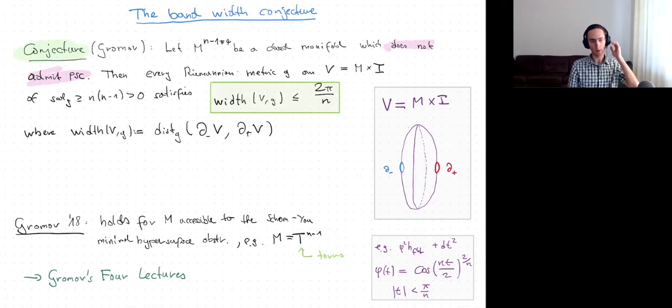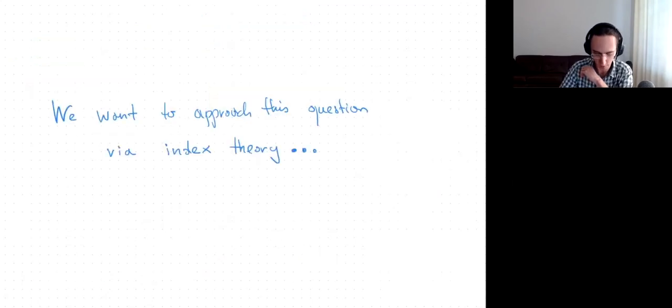Today, my goal is, however, to go in a different direction. And instead of going through this minimal hypersurface method, there is another method that's also very popular in getting obstructions to positive scalar curvature. That is the Dirac operator, the index theory method. So that is the goal for my talk today, to approach this kind of conjecture from the point of view of index theory and see what index theory can say about this.